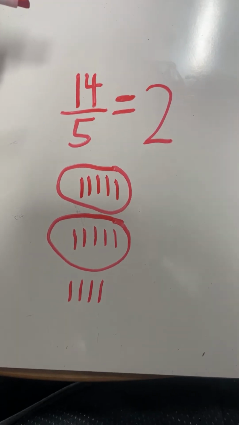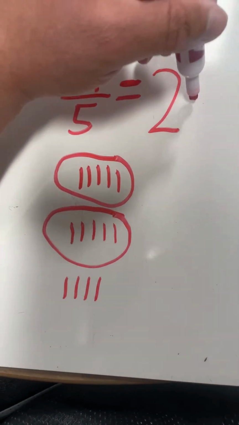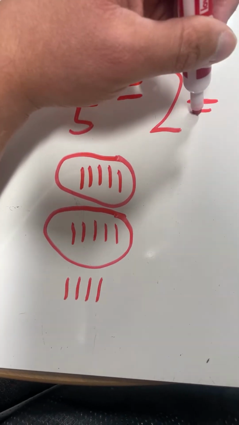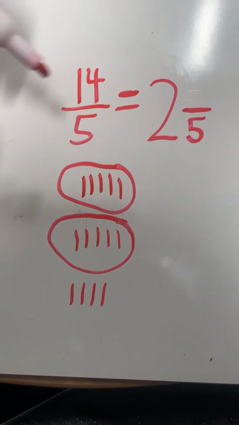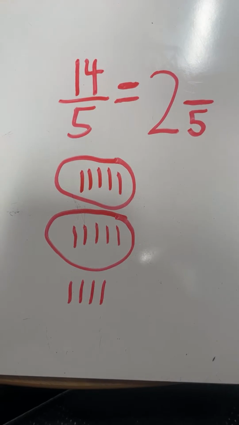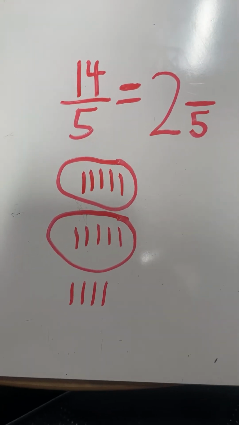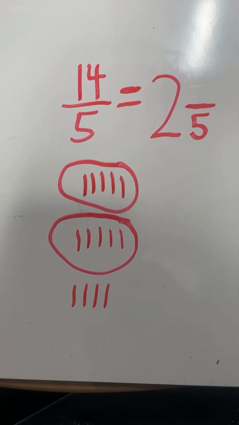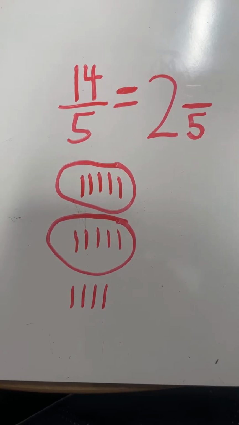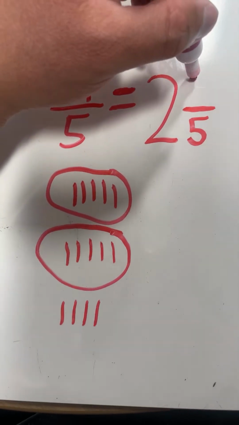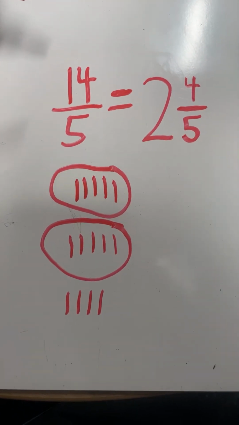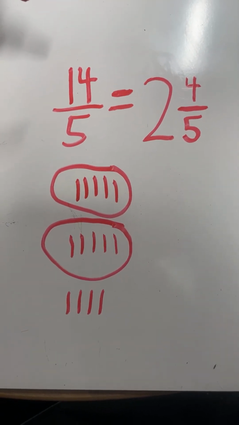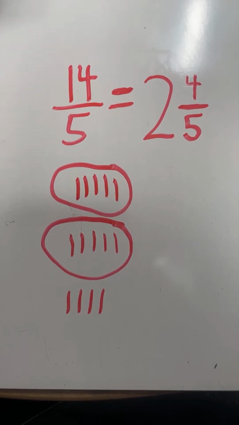Now to determine the fraction that goes next to the whole number, as I've said, the denominator stays the same. Our remainder is our numerator. So we have a remainder of 4. So 4 is our numerator here, and 14/5 converted to a mixed number equals 2 4/5.